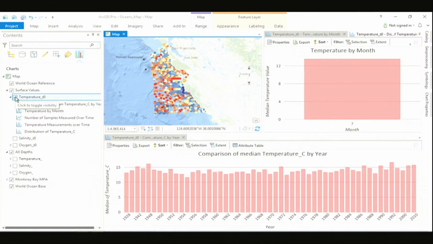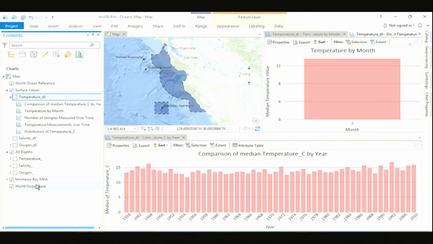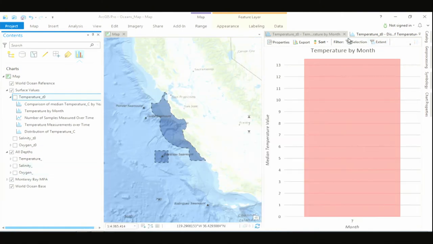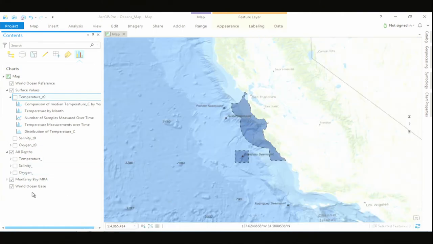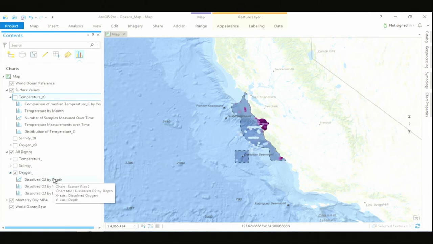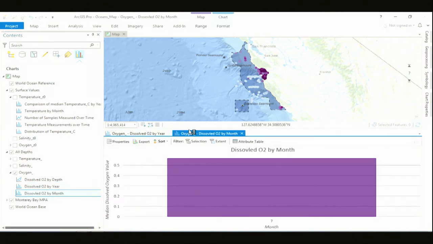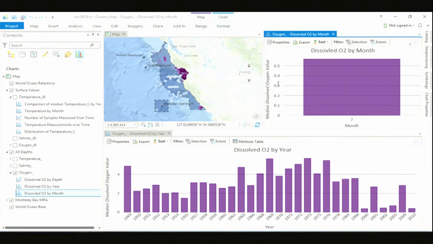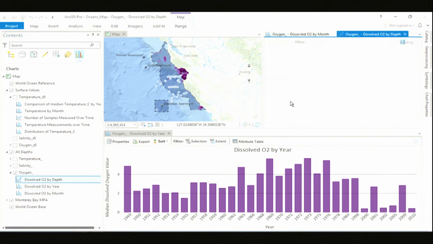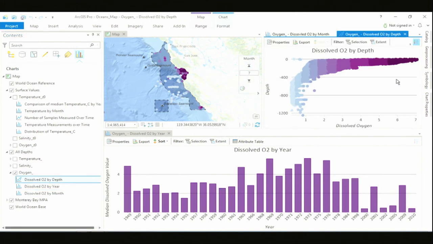Another measure we might want to take a look at is oxygen. With temperature, I was just looking at the surface, since we really understand that temperature values decrease in a kind of linear fashion. With oxygen, we can take a look at how this changes month to month, year to year, and by depth. So I will take a look at our year chart here, and depth. Actually, we don't need the monthly chart since we're using a range slider.